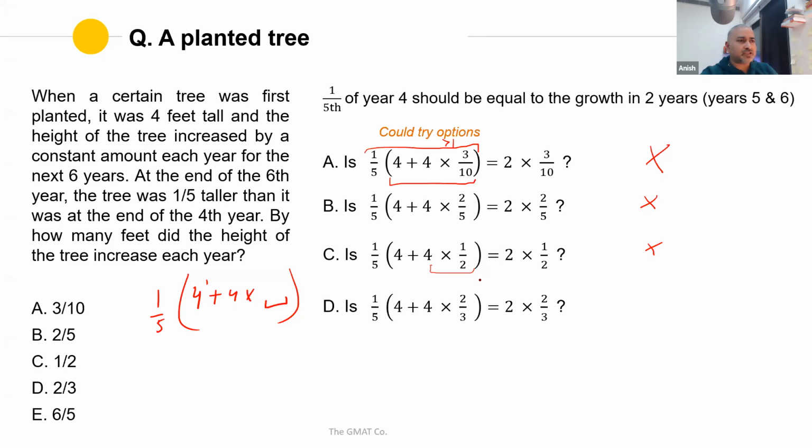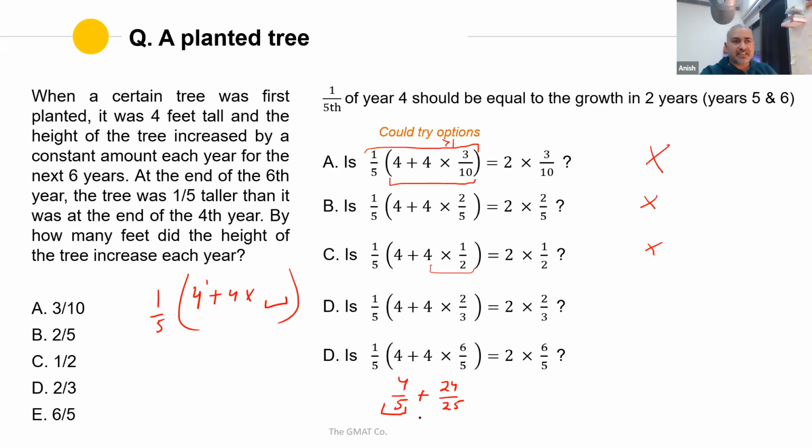So what's going on in the last one? 1 by 5 times 4 plus 4 times 6 by 5. That's the left side. Is that equal to 2 times 6 by 5? That's what I have to figure out. Now, one thing I notice here, if I multiply by 1 by 5 inside the bracket, I get 4 by 5 plus 4 times 6, 24 by 25. That's the left hand side.